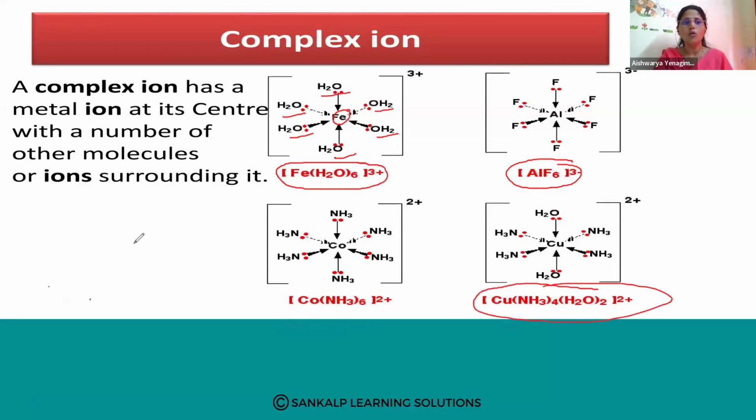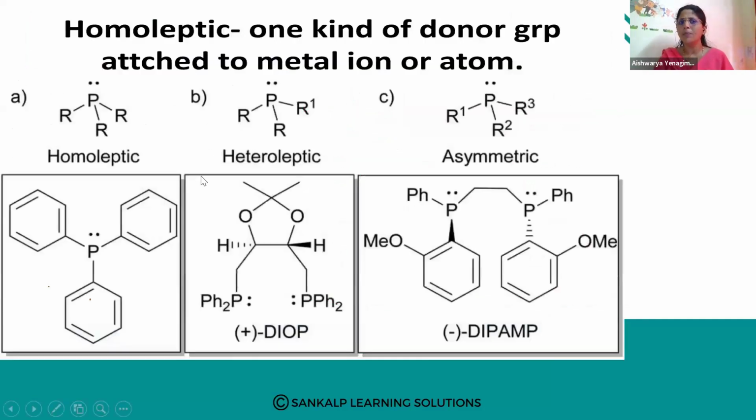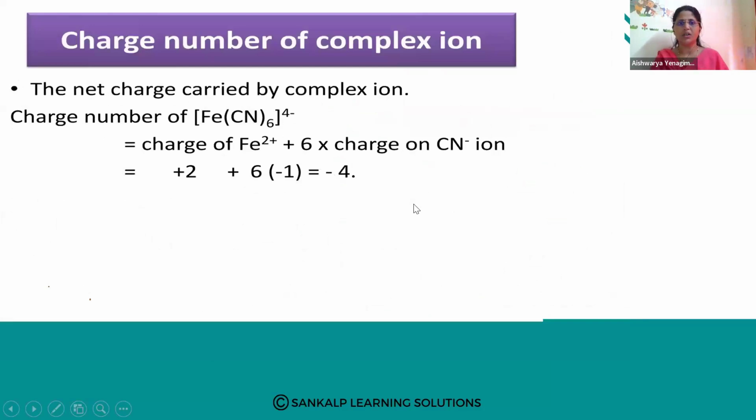ಅರ್ಥ ಆಯ್ತಾ? So homoleptic, same kind of ligands are there. Heteroleptic, different kinds of ligands. ಅದಕ್ಕೆ ನಾವು homoleptic complexes, heteroleptic complexes ಅಂತೀವಿ. So here you can see the examples. Asymmetric, all three are different. All three are different. That is asymmetric.